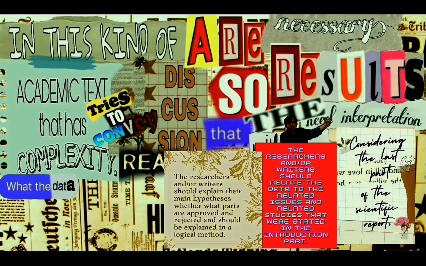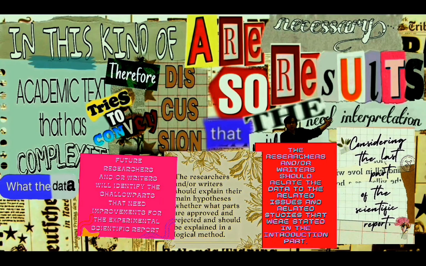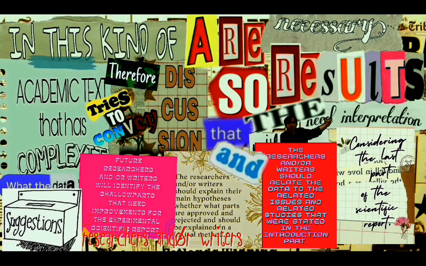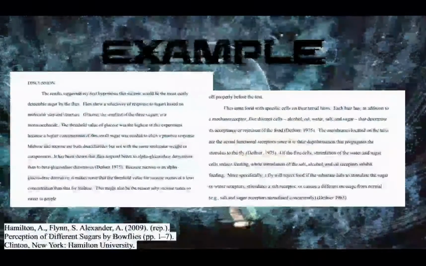The researchers and/or writers should explain their main hypothesis, which parts are approved and rejected, and this should be explained in a logical method. Therefore, future researchers and/or writers will identify the shallow parts that need improvements for the experimental scientific report through the researchers and/or writers' suggestions and recommendations.